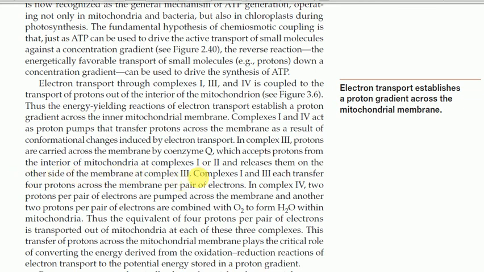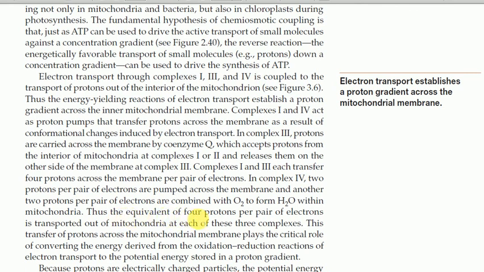Lakini cha muhimu wewe kujua ni energy inakuwa formed vipi. Complex 1 and 3 each transfer 4 protons across the membrane per pair of electrons. In complex 4, 2 protons per pair of electrons are pumped across the membrane and another 2 protons per pair of electrons are combined with oxygen to form water in the mitochondria.